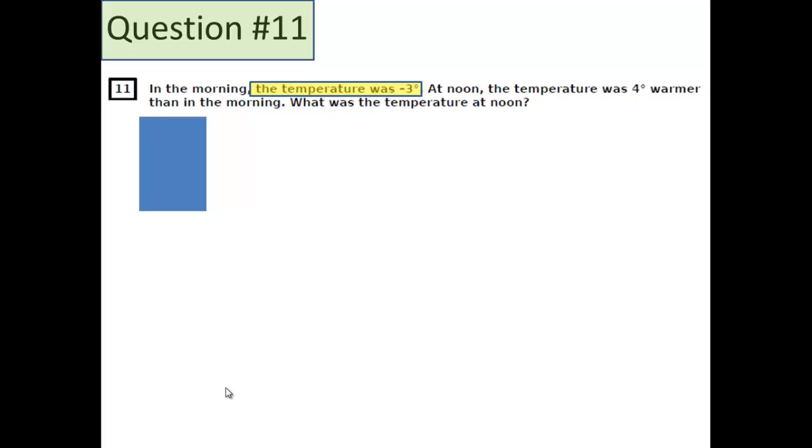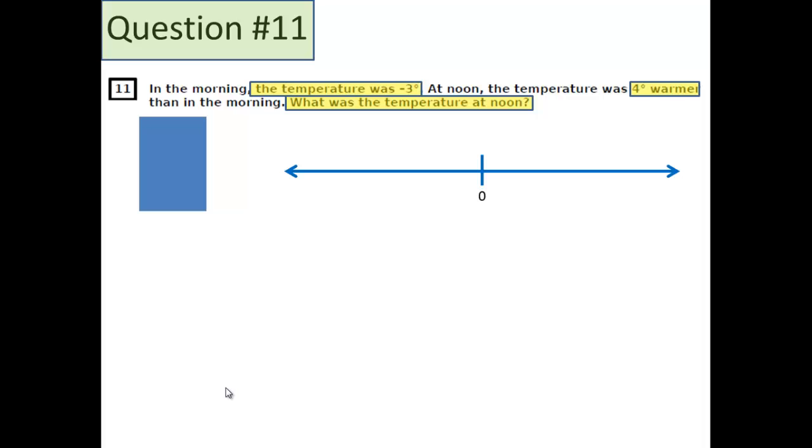Temperature was -3 degrees. That's important. Obviously, it's getting 4 degrees warmer, and we want to figure out the temperature at noon. I was surprised at how many people tried to do this in their head. Some people did get it right, but why not draw a number line? There's 0 degrees. Put down -3 degrees. That's what the temperature was.